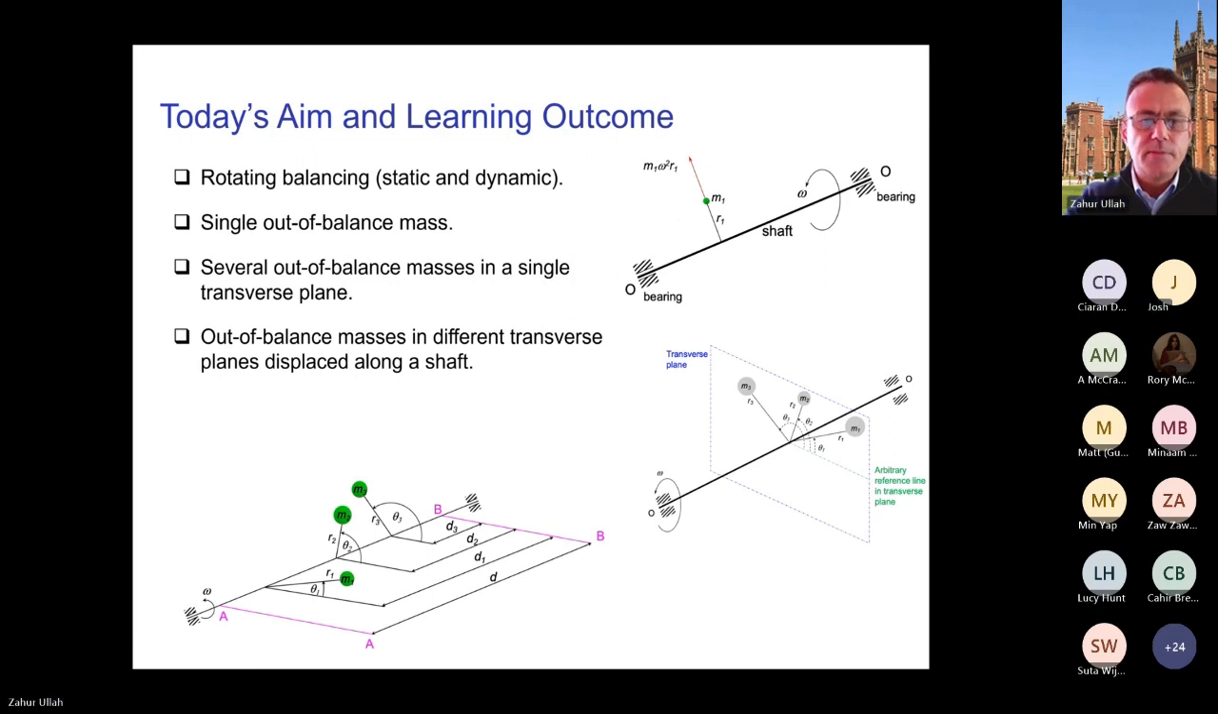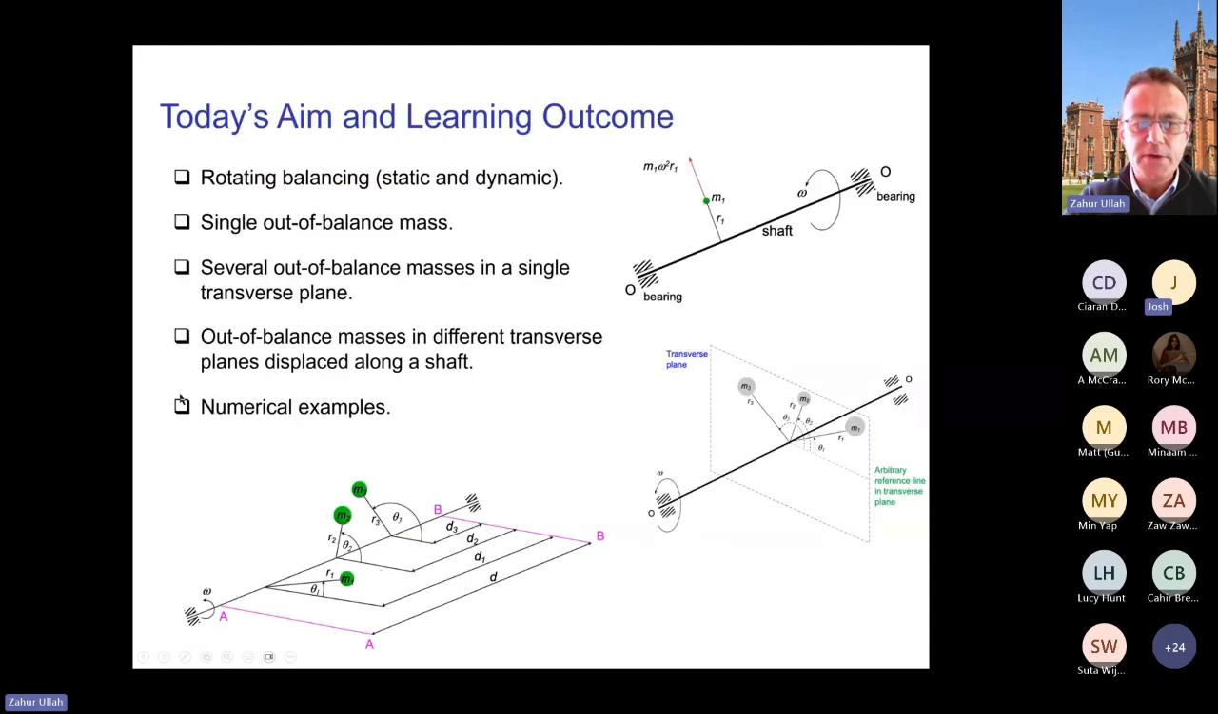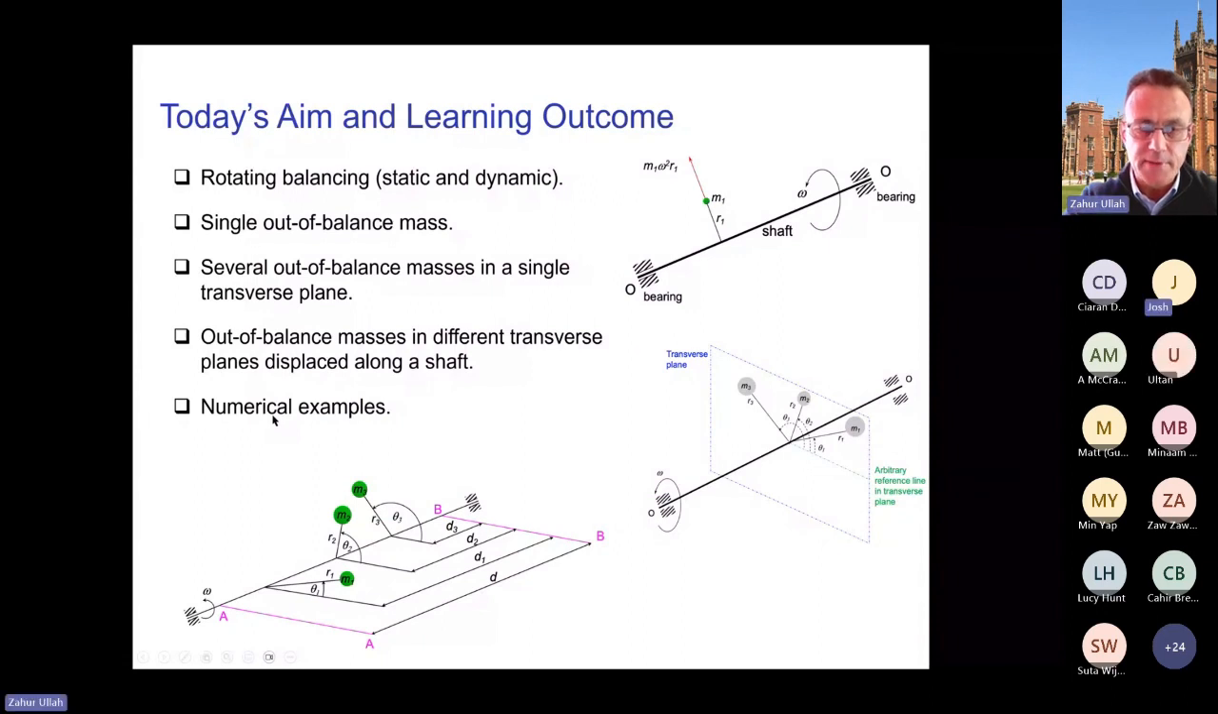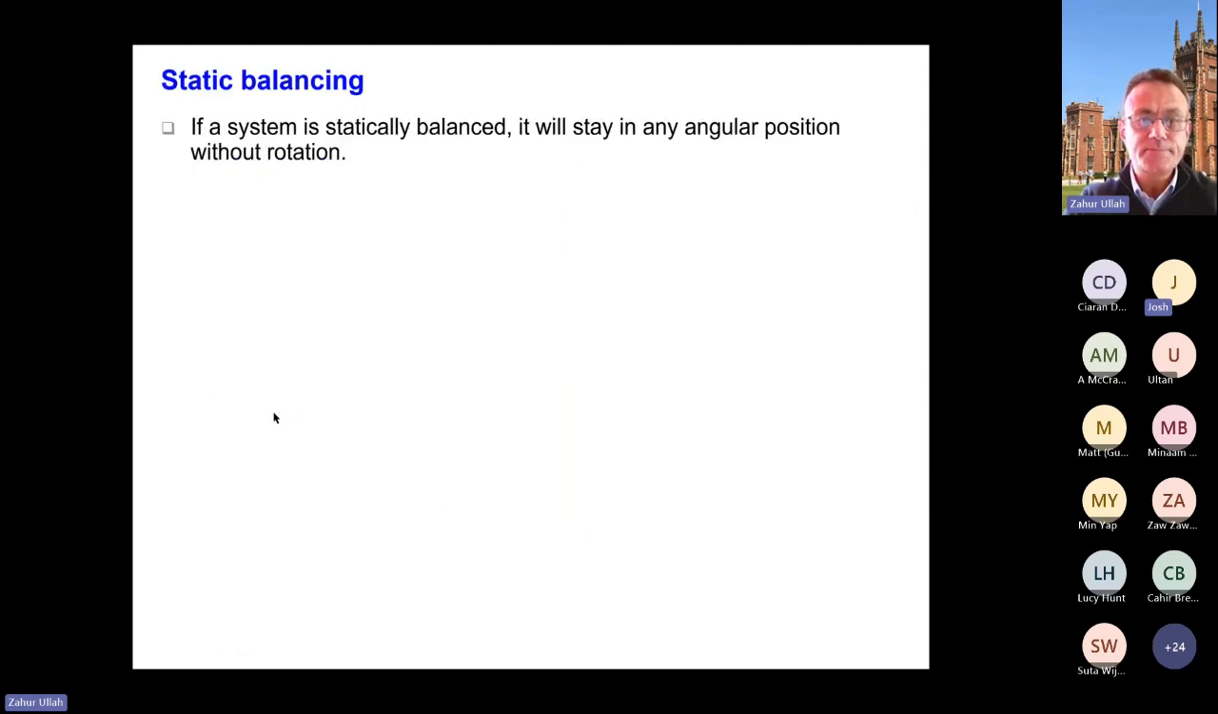Okay, so this is the case when we have multiple out of balance masses. We discussed these three cases, and then we solved one numerical example using the graphical method. Today we will discuss the analytical method, which is similar to this, but using an analytical procedure. You can use either the graphical method or the analytical method. Using both, you will get the same result.